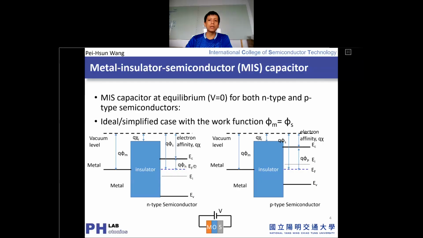The two figures shown here give you an ideal case. What is the ideal case? We have the metal work function aligned exactly with the semiconductor work function, so we can think phi m equals phi s. What does this mean? This means that without additional voltage or band bending, we get the Fermi level aligned in both the semiconductor and the metal.